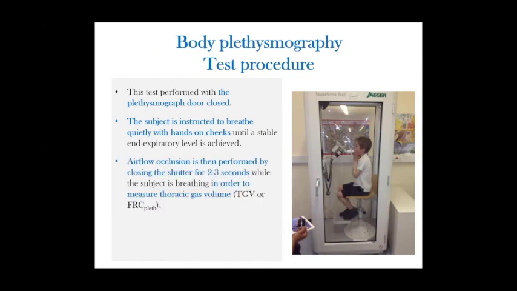Then we perform airway occlusion. We close the shutter for a few seconds and ask the patient to breathe in and out as fast as possible, only for a few seconds, in order to obtain intrathoracic gas volume or resting lung volume. Then we ask the patient to perform a slow vital capacity, a big breath in and a big breath out slowly. The changes in pressure inside the box and inside the patient's lungs give us a determination of lung volumes and capacities.